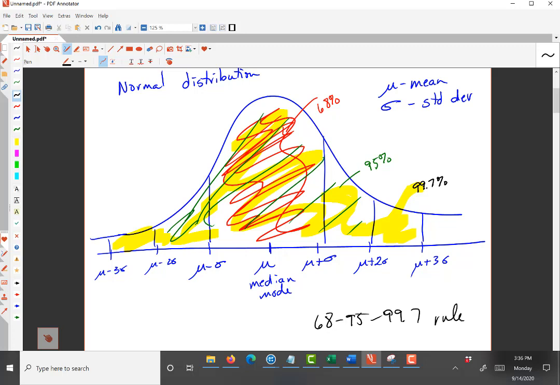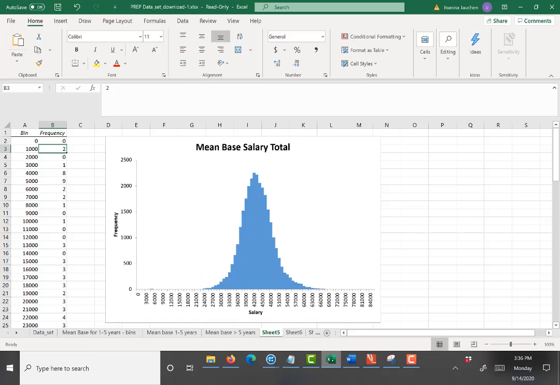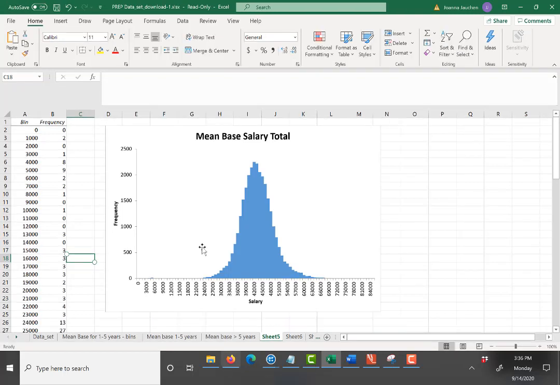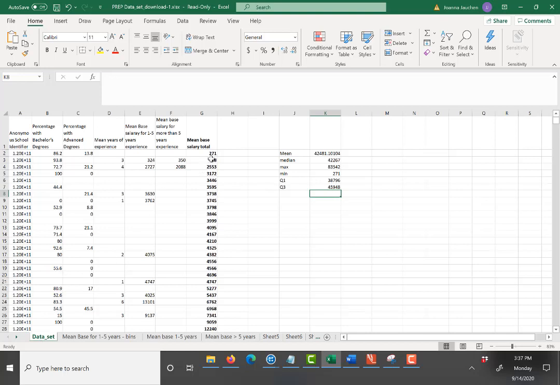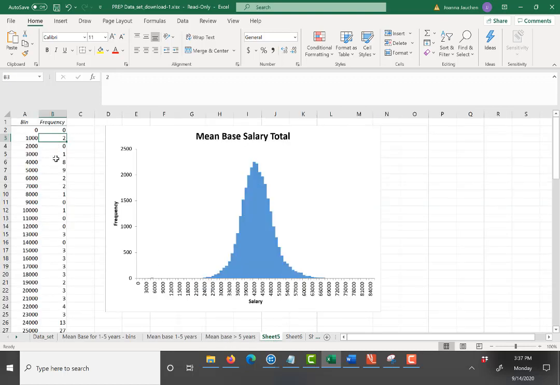Then I kind of want to know where the data is. So for this data set that we're looking at, if you go to sheet 5, I made a frequency chart over here on the left. I had Excel make this frequency table for me. The way you read it is, if you look at 0, it has 0 things, because that's the beginning. But for this 1,000 piece, that means from 0 to 1,000, there were 2 data points in there. If I go back to the data set, you'll see it's these two, 271 and 328. That's the frequency of those two. And then it goes from there.